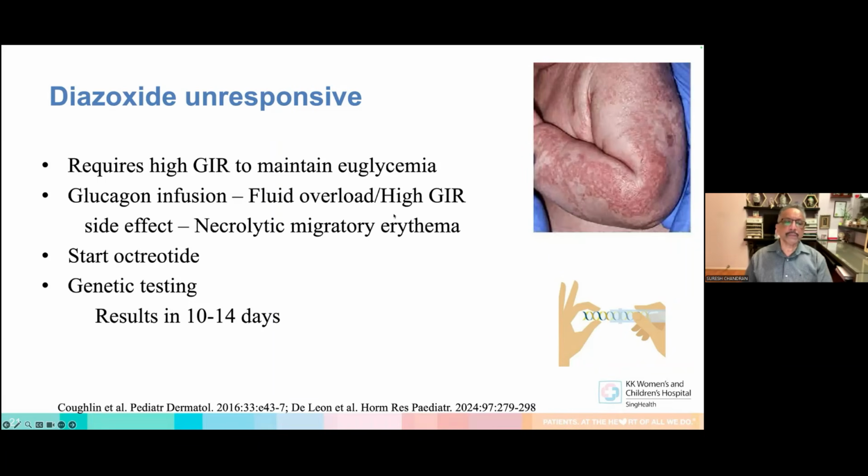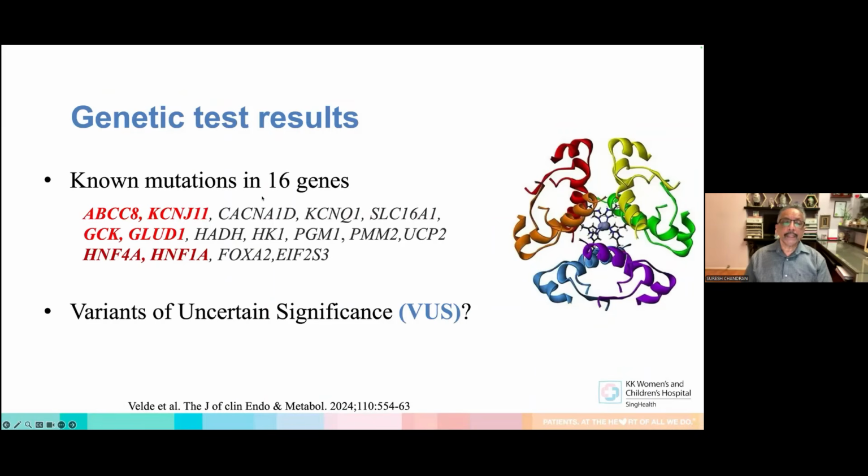A percentage of these babies do respond to octreotide because it has multiple sites of action. It can block the calcium influx, as well as act on the somatostatin receptors. Genetic test results will indicate known genes, of which 16 have been identified, and ABCC8 and KCNJ11 occupy about 60 to 70% of the cases. The rest, often we will find GCK and GLUD1. We find more HNF1A and HNF4A mutations in this part of the world, that is in Asia.